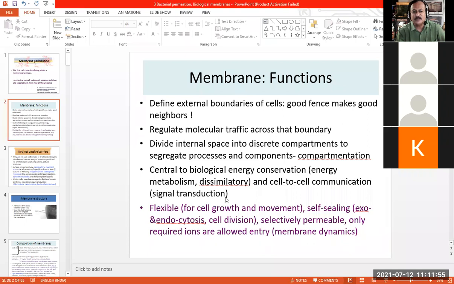The signal transduction process, that is the cell to cell communication, happens in eukaryotic cells, multicellular organisms, as well as bacterial cells, where probably you have heard about this phenomenon called quorum sensing. Have you heard this name anytime? Quorum sensing? Yes or no?